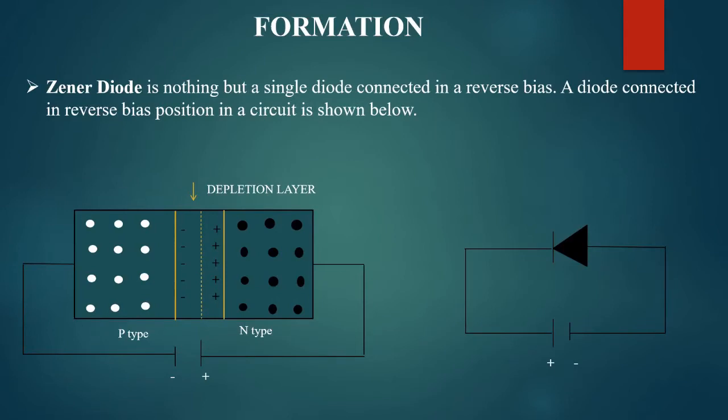Here is the formation of Zener diode. Zener diode is a modified form of PN silicon diode used for voltage regulation. The P-type and N-type silicon used is doped more heavily than a standard PN diode. Zener diode is nothing but a single diode connected in a reverse bias. A diode connected in reverse bias position in a circuit is shown below.